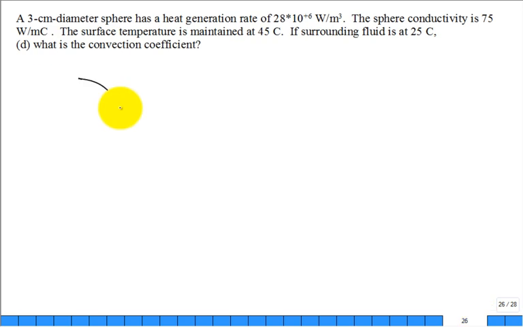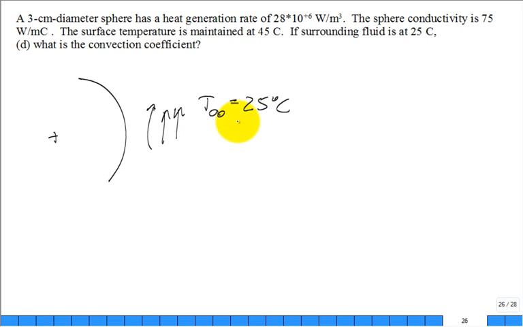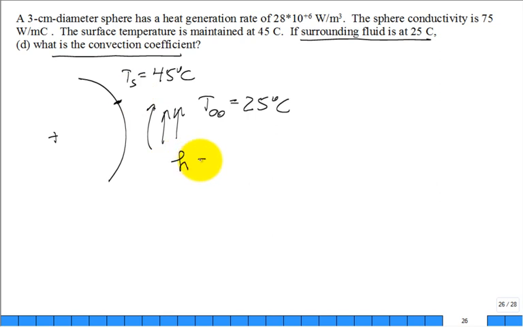So now we have our sphere, and we have fluid. And the fluid has a temperature of 25 degrees C. And there is convection from the outer surface. And what did we say the temperature of the surface was? Wasn't it 45 degrees C? Yeah. And the question is, given the information, can you, part D, calculate the convection coefficient h?